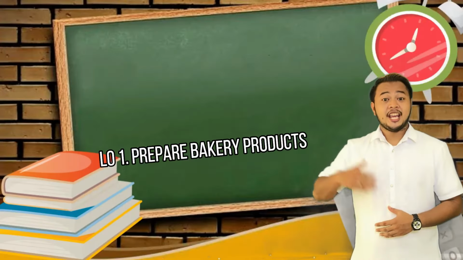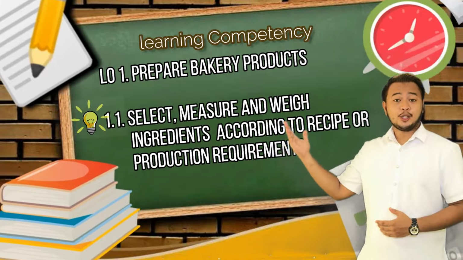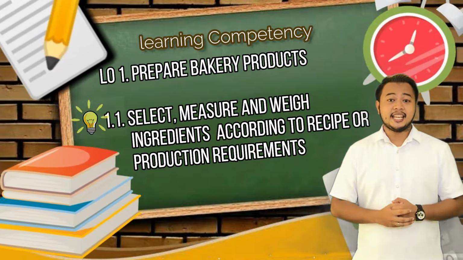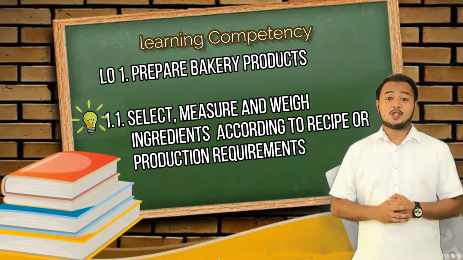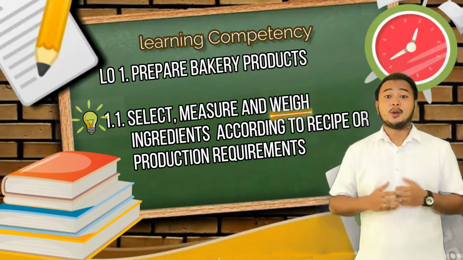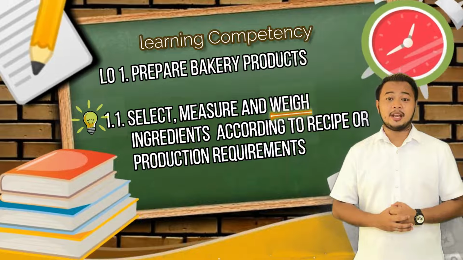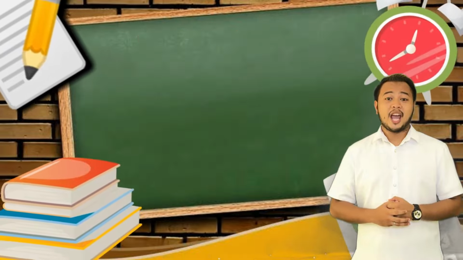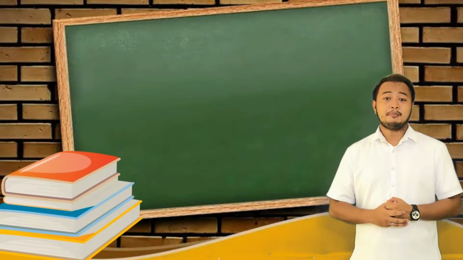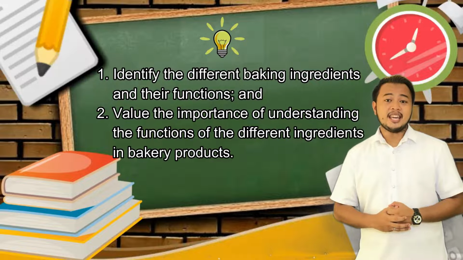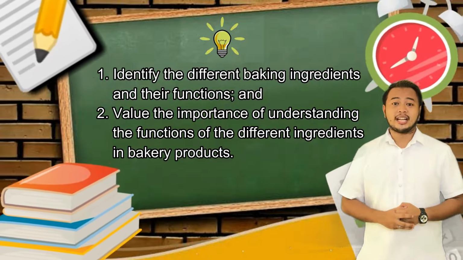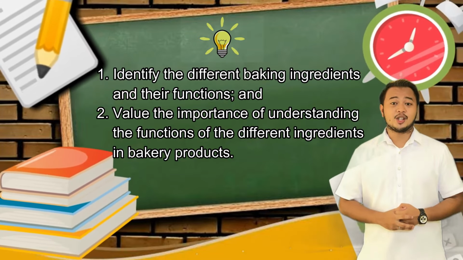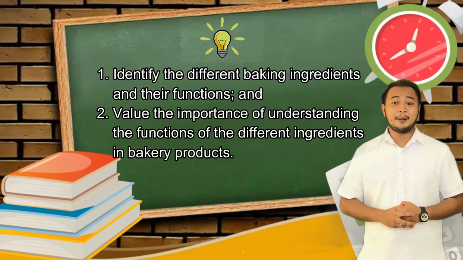And with that, here is our learning competency for 2 days. We will be undertaking LO 1.1 under preparing bakery product, which is to select, measure, and weigh ingredients according to recipe or production requirement. Together with this competency, we will be identifying the different baking ingredients and their functions. Also, to value the importance of understanding the functions of the different ingredients in bakery products.